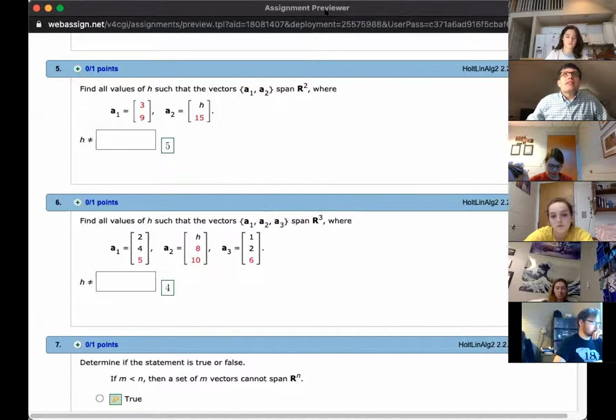Do you guys see the assignment previewer should have number 6 up here on WebAssign? Okay, I see yeses. Good. So it says find all values of h such that the vectors A1, A2, and A3 span R3, where A1 is given, A2 is given, and A3 is given. So I want to find all values of h such that they span R3. Everybody at least get a sense of what my question is?